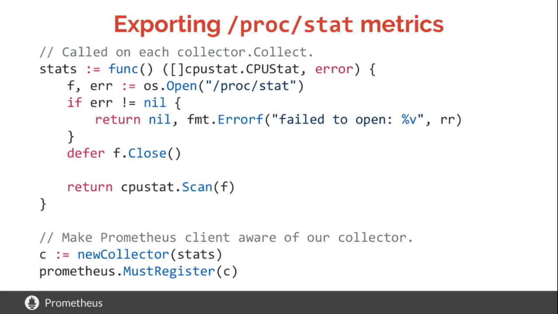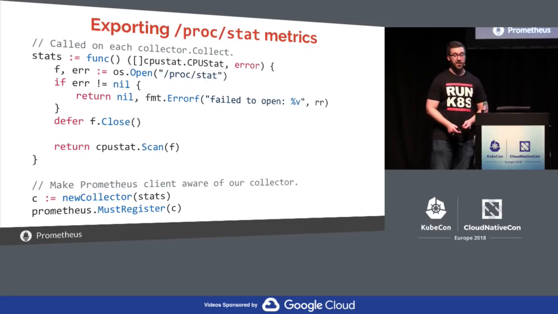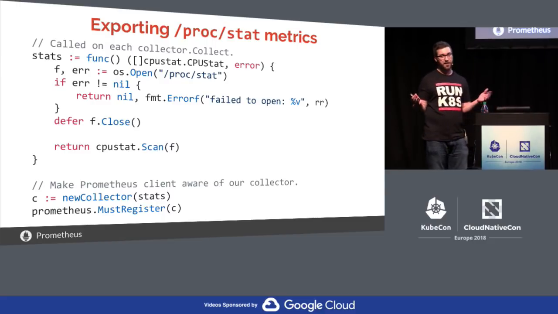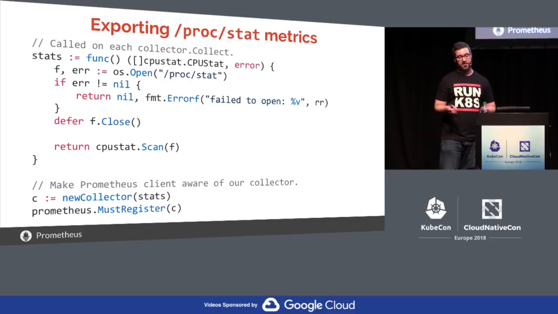So this fulfills 2 purposes. 1, every time this function is called by collect, we get a unique handle to procstat, so we're totally concurrency safe. And 2, this is nice because we can swap out this function right here for one that returns, say, a fixed set of values for our unit tests. Makes your life much easier.